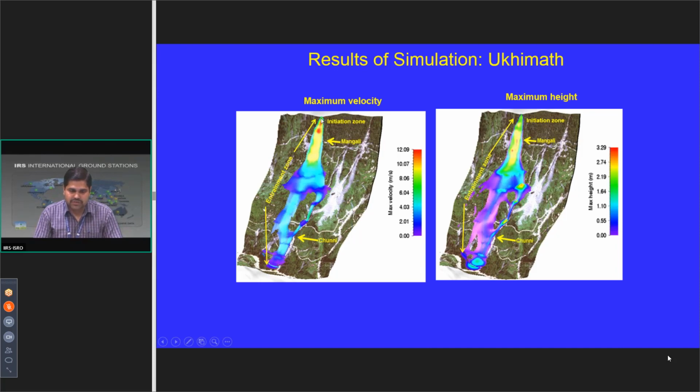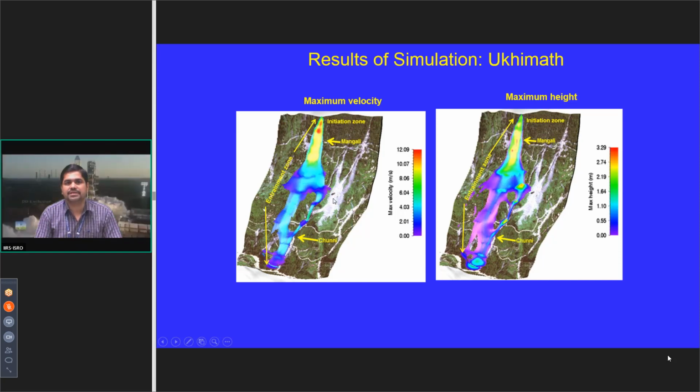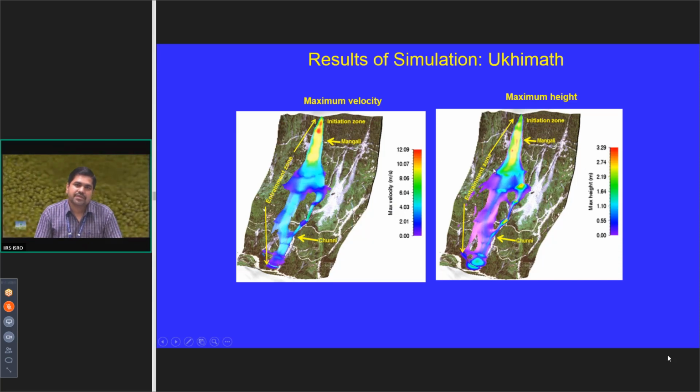The result will look like this. So there comes your source zone, and material flows like this. There's a trifurcation. This island will not get affected by the debris flow. There's a channel like this, it comes, joins, and finally it deposits here. See the color bar, it shows you the velocity in meters per second. At each point, if you click here, you're supposed to get the velocity in meters per second. Similarly here, you can get the height information.